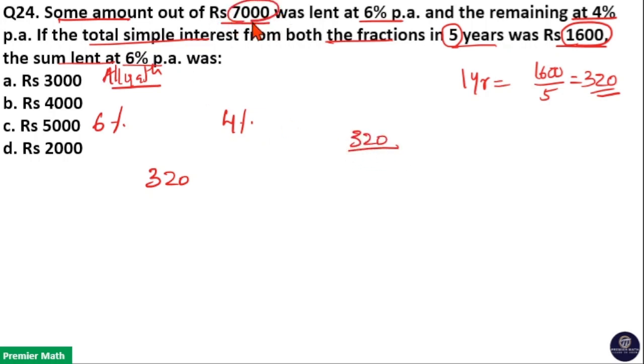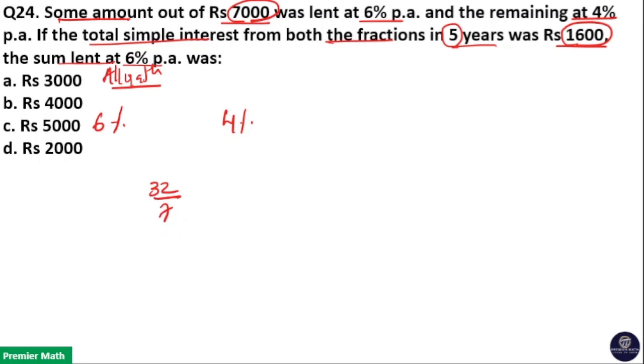320 is received from this total sum 7000. So 320 out of 7000 in percentage is equal to 0 cancel, 32 by 7%. So write it in the middle. Now 32 by 7%. Now I want to cancel this 7, so I will multiply it with 7. So I should multiply 6% and 4% with 7 respectively.